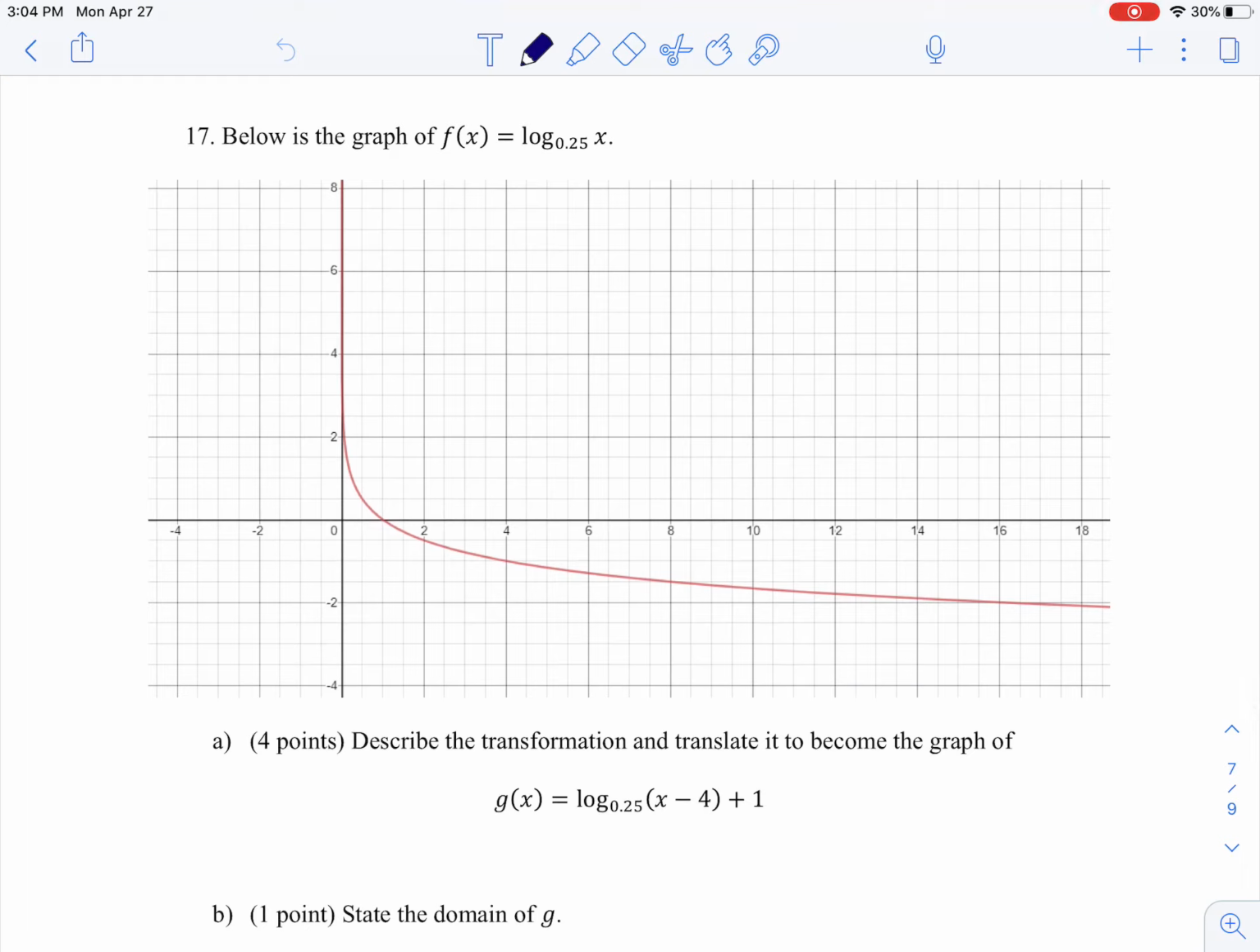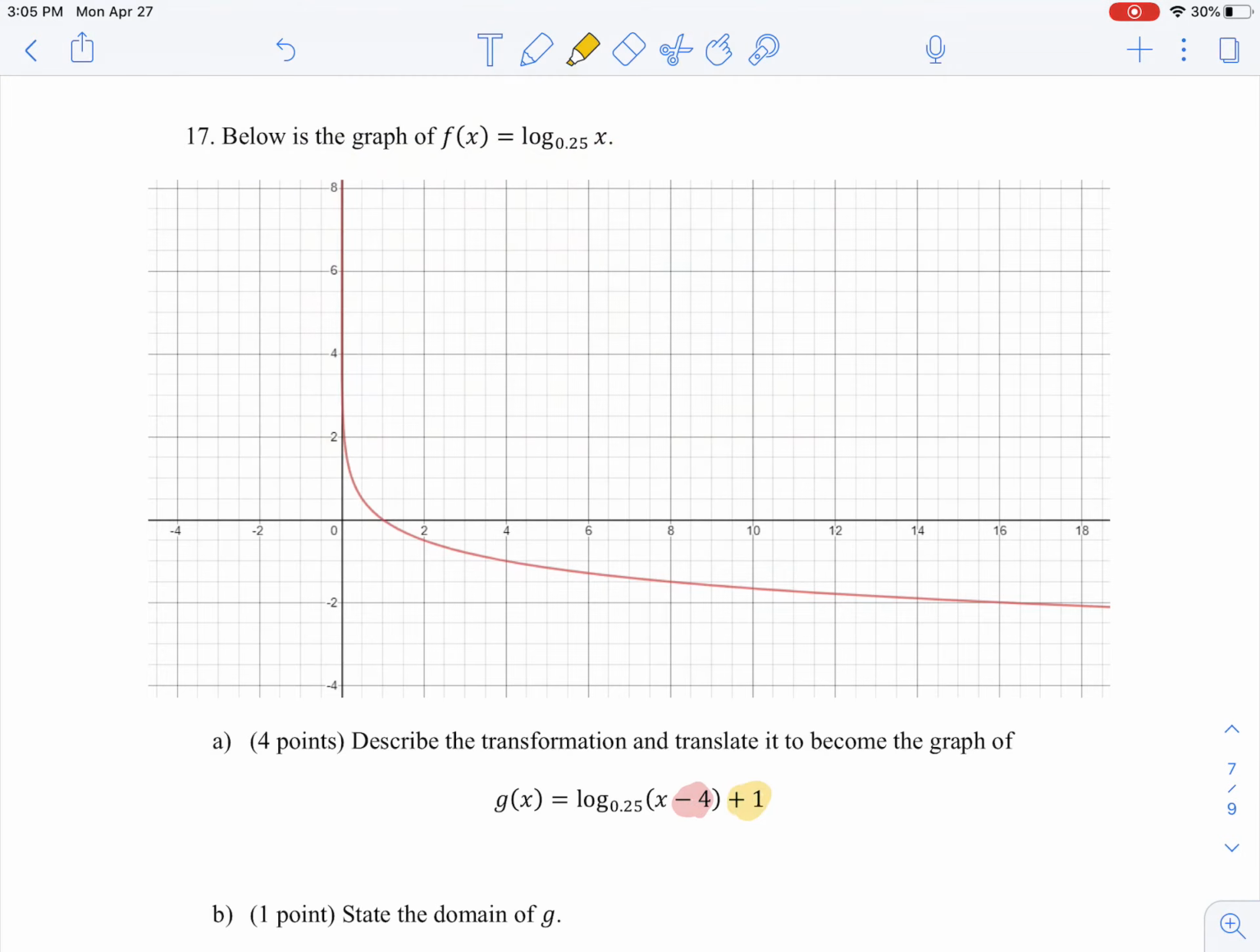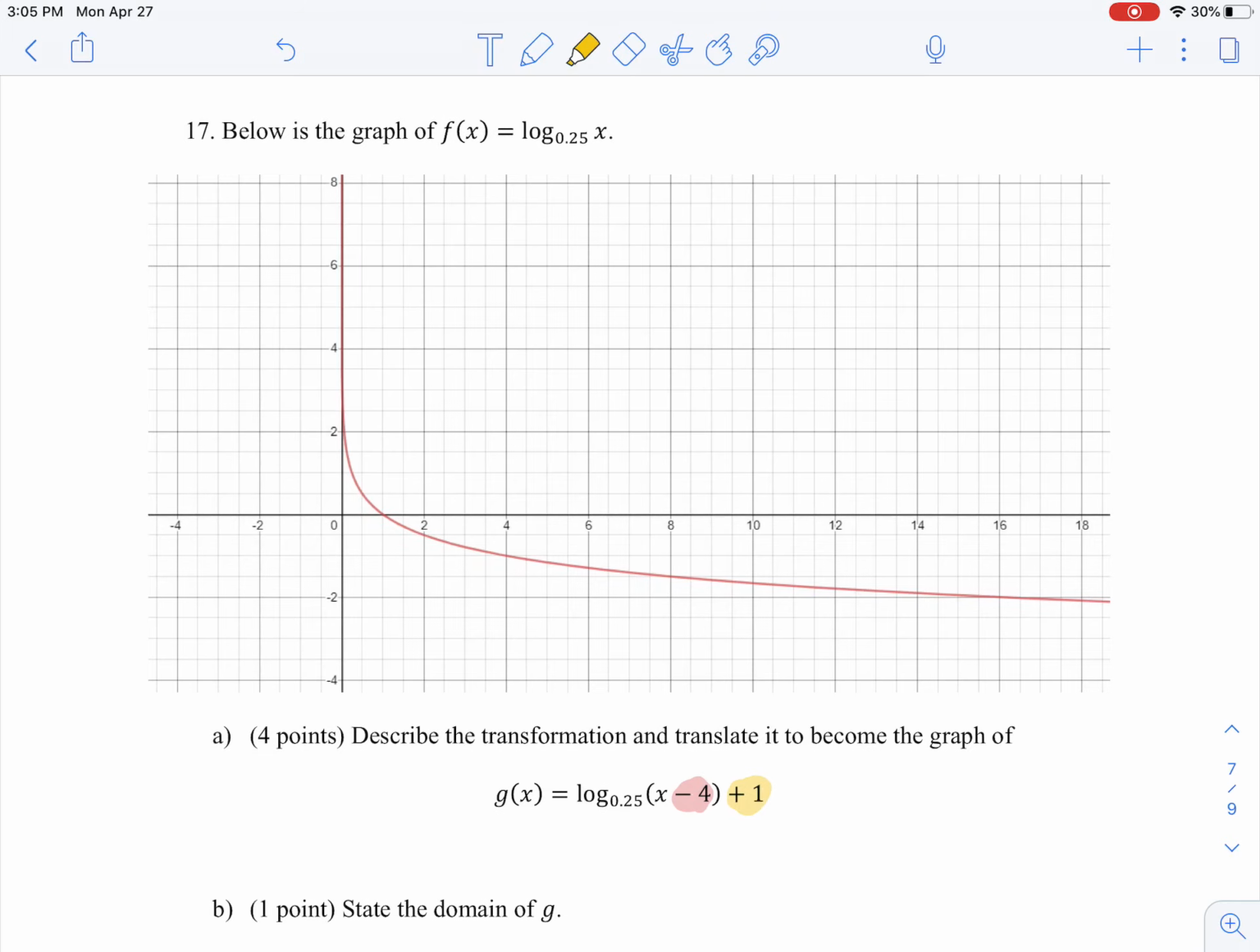I'm giving you that the below is a graph of f of x equals log base 0.25 of x. We want to describe the transformation and translate it to become the graph of g. Now take a look, at least we've got the common base. It's the same exact function, right? But look at what we are doing to this log base 0.25. We're subtracting 4 inside. And what else are we doing outside? We're adding 1 outside. So remember the transformation rule that we went over in the very first unit.